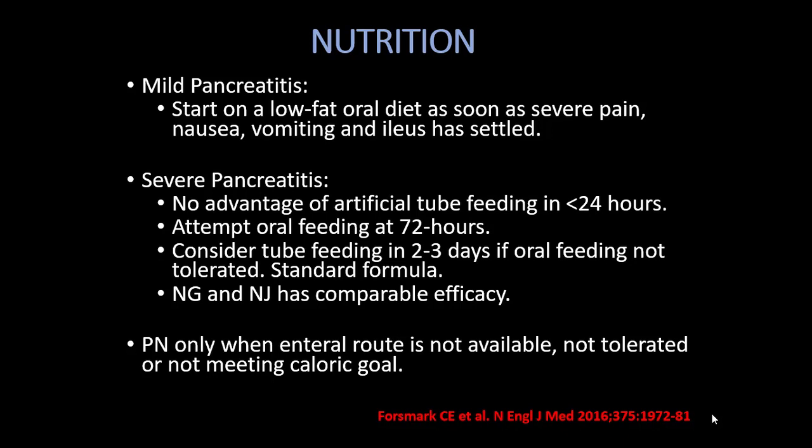Consider tube feeding in 2 to 3 days if oral feeding is not tolerated, and there is no difference between NJ or NG. Both are comparable, with the same efficacy. If your patient has a high gastric output or gastroparesis and is not tolerating nasogastric tube feeding, then you can consider nasojejunal tube feeding. Parenteral nutrition only when the enteral route is not available, not tolerated, or not meeting your caloric goals. Then you can consider parenteral nutrition.